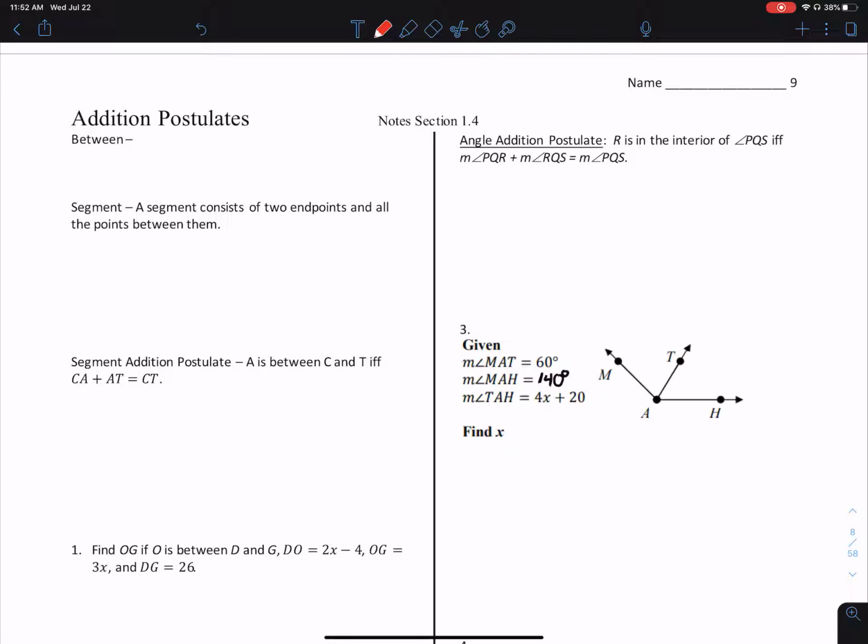Geometry, note section 1.4, addition postulates. There are two of these postulates. There's the segment addition postulate and the angle addition postulate. Conceptually, they are identical. In practice, the angle ones are a little more complicated because more letters are involved.